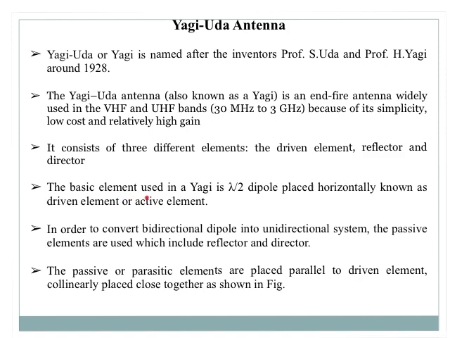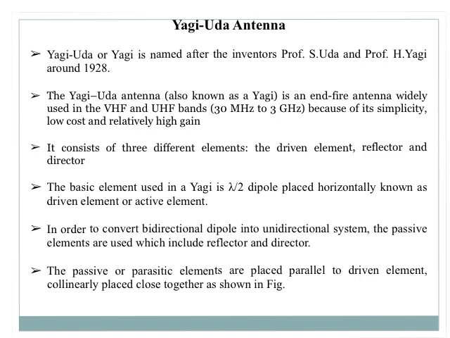And the basic element that is used in Yagi is lambda by 2 dipole, which is placed horizontally, and it is known as the driven element or active element. And in order to convert the bidirectional dipole into a unidirectional system, the passive elements are used, which include reflector and director. The passive or the parasitic elements are placed parallel to the driven element, collinearly placed close together.